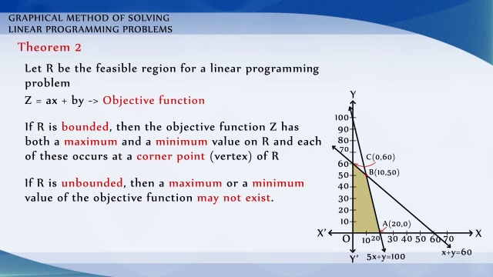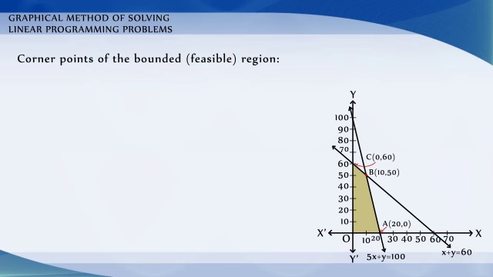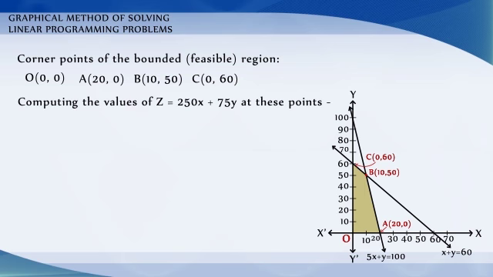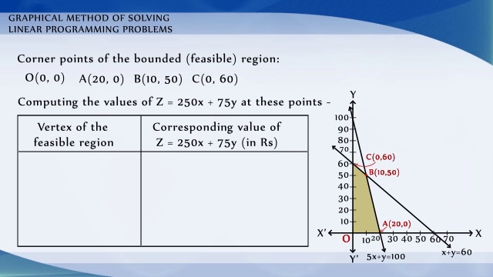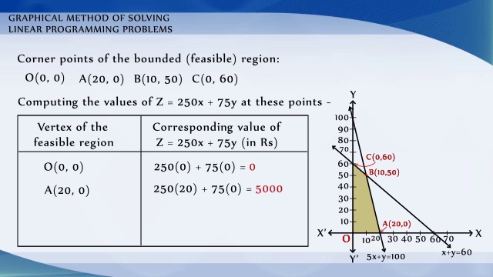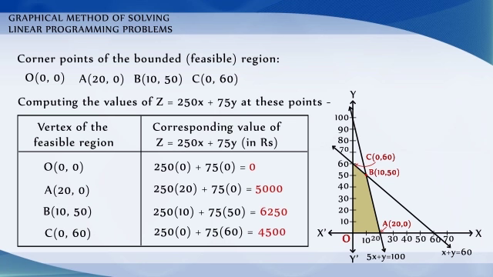Therefore, in the example we are discussing, the corner points of the bounded region are O (0, 0), A (20, 0), B (10, 50) and C (0, 60). Now, let us compute the corresponding Z value at these points. At (0, 0), the value of Z is 0 rupees. At A (20, 0), the value of Z is 5000 rupees. At B (10, 50), it is 6250 rupees. At C (0, 60), it is 4500 rupees.